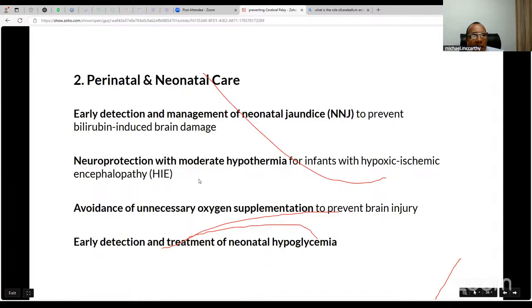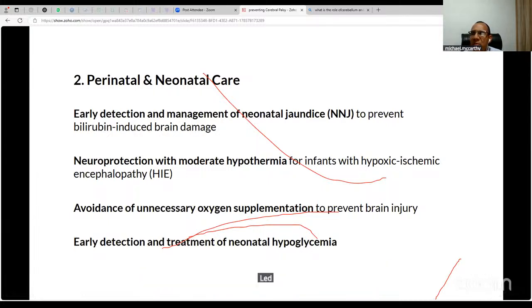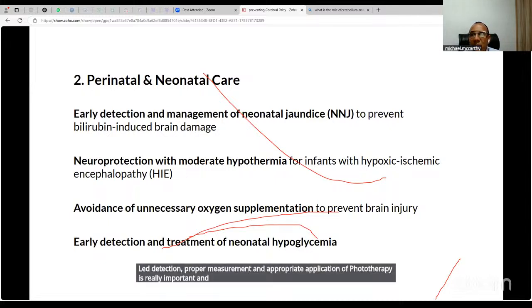Perinatal and neonatal care, looking at the early detection of neonatal jaundice, I think this is really important. Early detection, proper measurement, and appropriate application of phototherapy is really important, and that can really prevent the brain damage from excessive exposure to bilirubin.